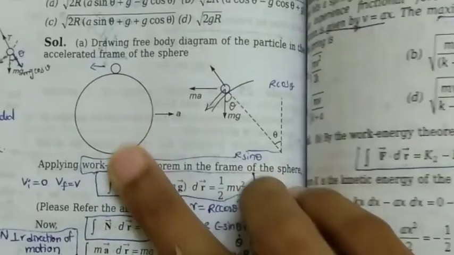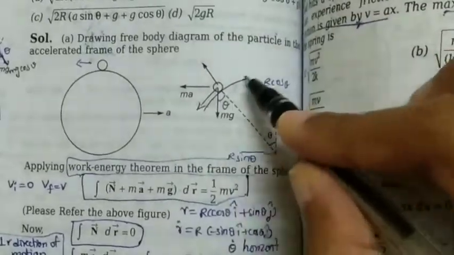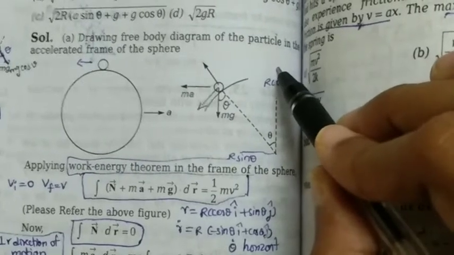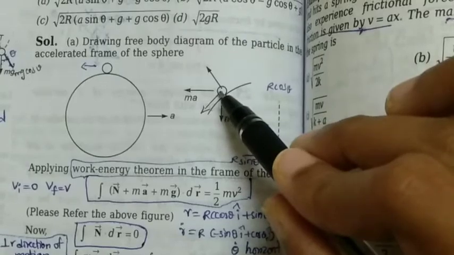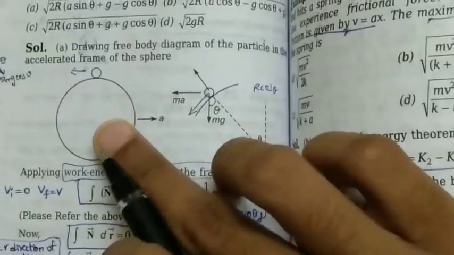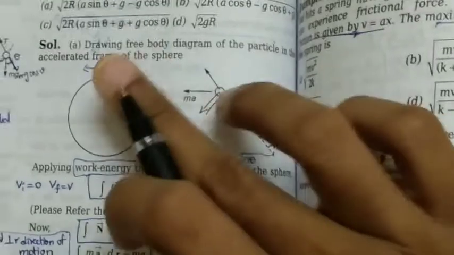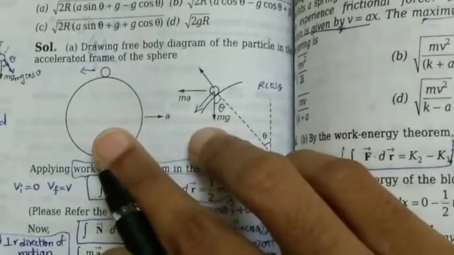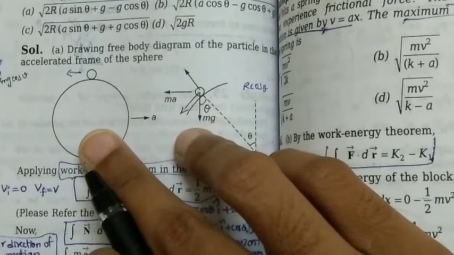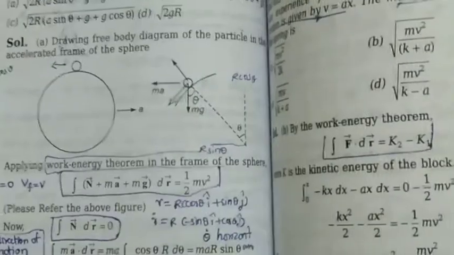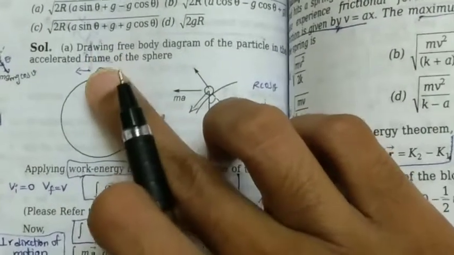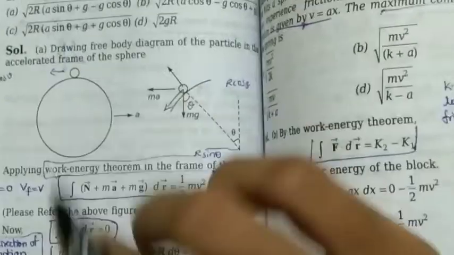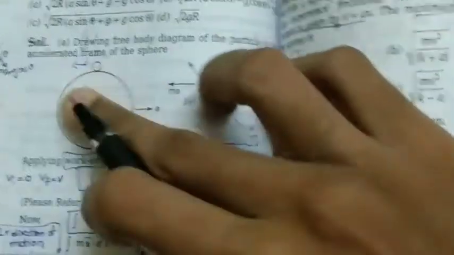So this is the imaginative diagram. Let us consider this is the sphere and this is the top of the sphere, and from here the particle has rolled towards here in this direction. As the sphere is moving forward in this direction, the particle moves backward because of the law of inertia. Just like in a bus, if the bus starts to move, we move towards the backward direction. In the same way, the ball was at rest on the top, and as the sphere moves, it tends to move in the backward direction.